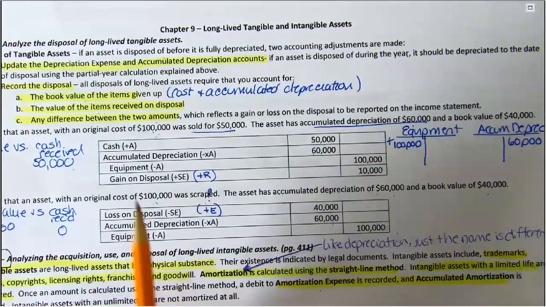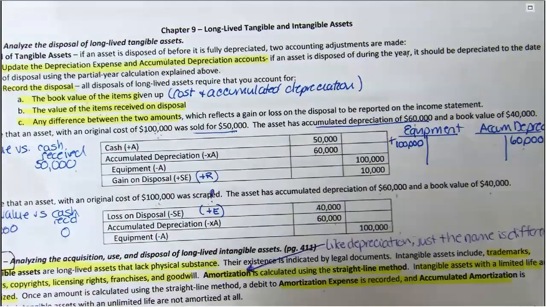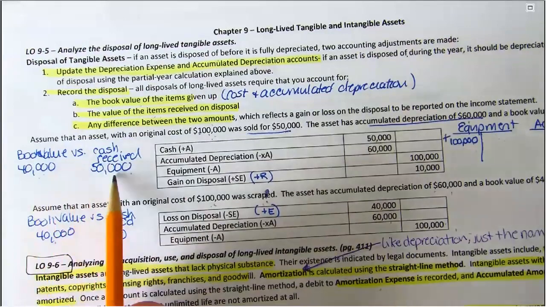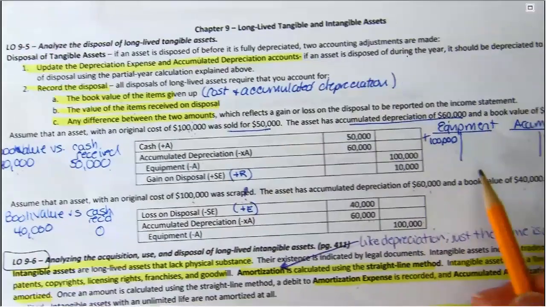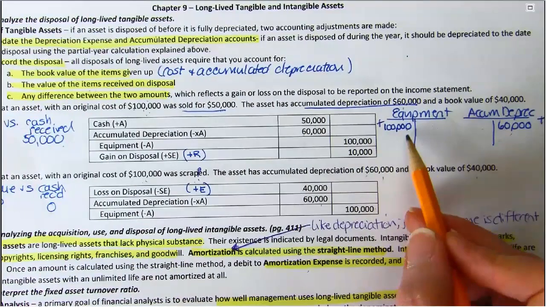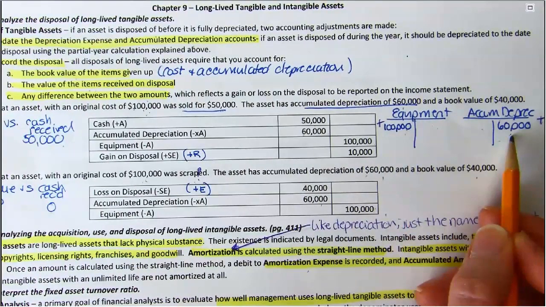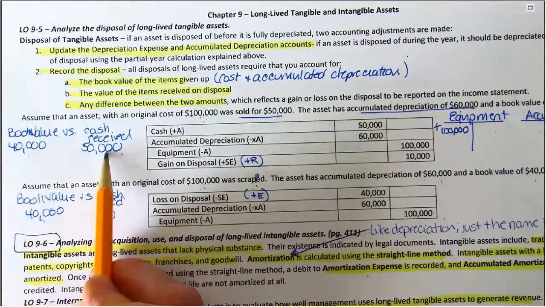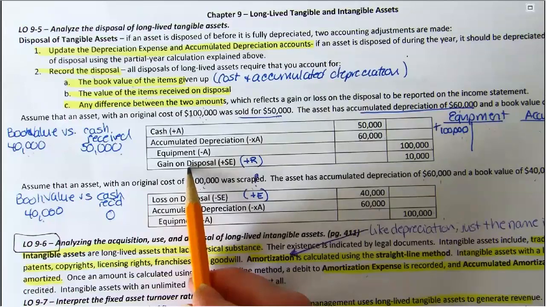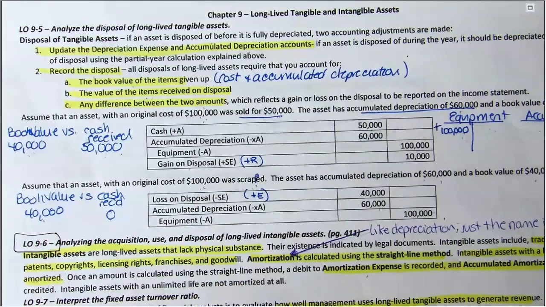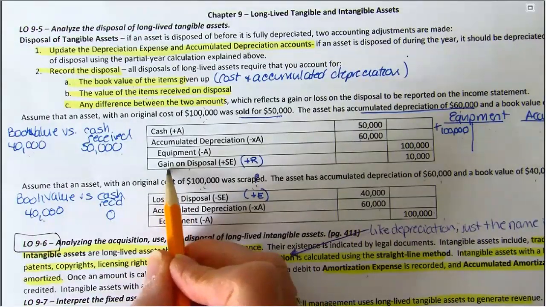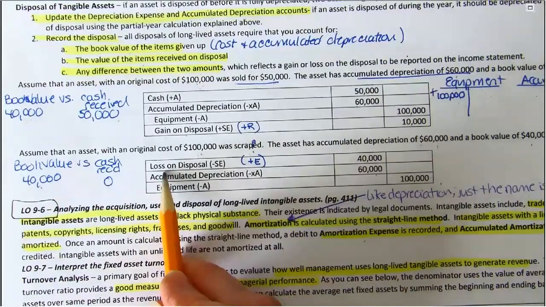Finally, we need to calculate whether we have a gain or loss. To do that, we compare the book value to how much you're getting paid for that asset. In our example here, the book value would be 100,000 minus 60, or 40,000. And you got 50 for it. So that means you have a gain on disposal. If you got paid 30,000, then that would have been a loss. Gains are like revenues, they're credited. Losses are like expenses, they're debited.